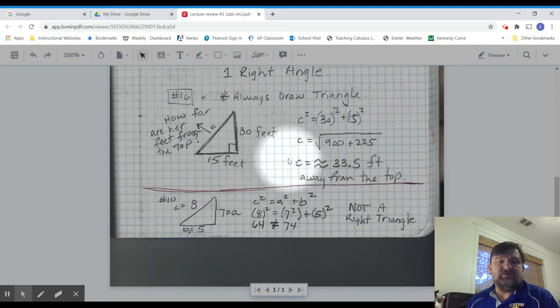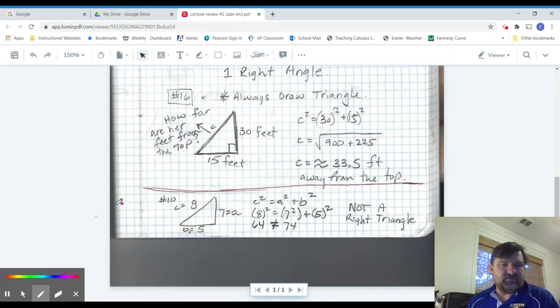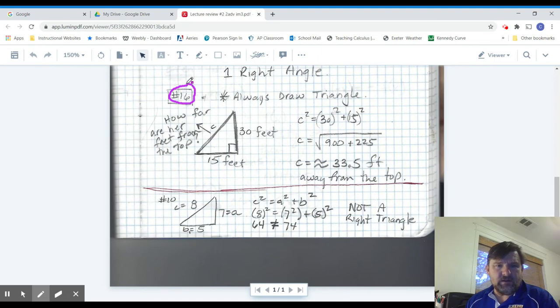So I'm going to scroll down to the next piece here. This is the end of the notes today. So this is from number 16 here on whatever page we're working on. I can't remember, but it's on the top of the paper here.